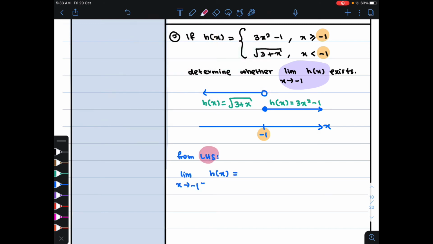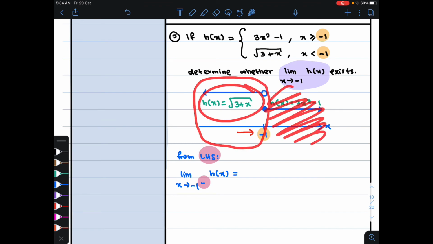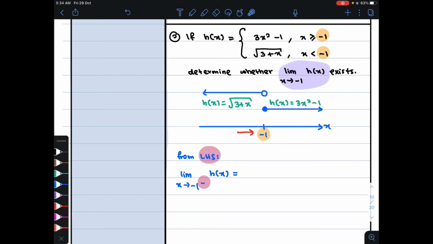From the left hand side, we're going to put a negative sign. Be careful, our function now is h(x), that's why this is also h(x). So x approaching -1 from the left hand side is here. From the left hand side of -1, the function that we need to use is √(3 + x). So change h(x) to become √(3 + x).